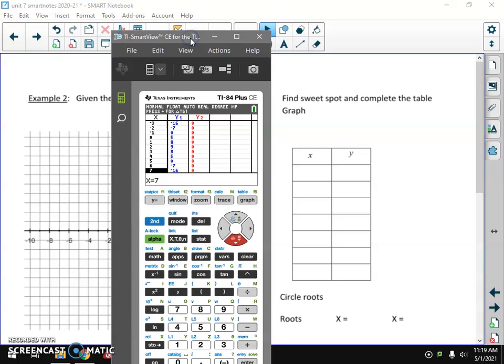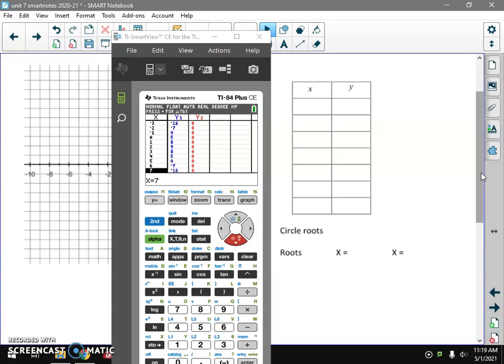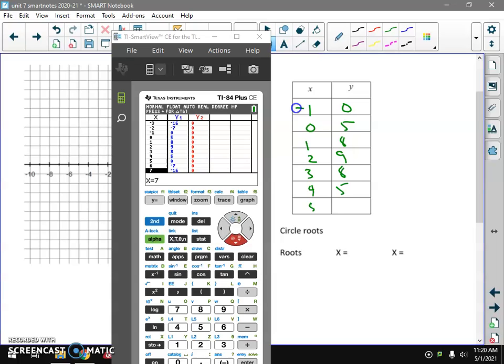We're going to skip the top two like we always do, and we're going to fill in our table starting at -1, 0. 0, 5, 1, 8, 2, 9, 3, 8, 4, 5, 5, 0. Circle, VTP, extra circle, axis of symmetry. You never know what we're going to need.